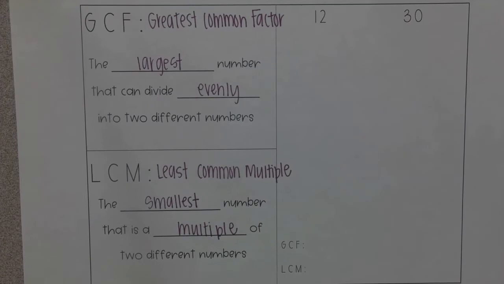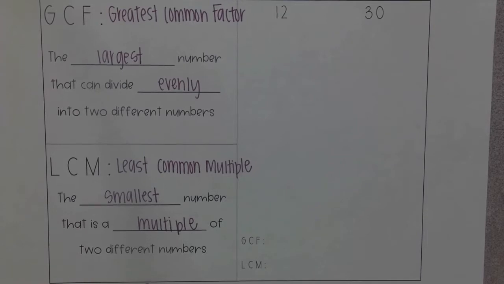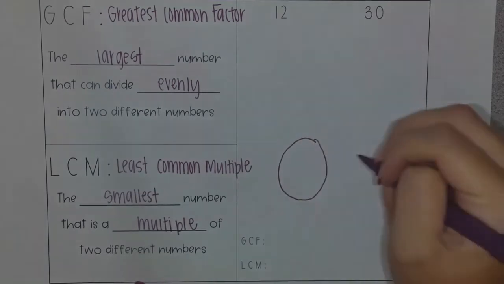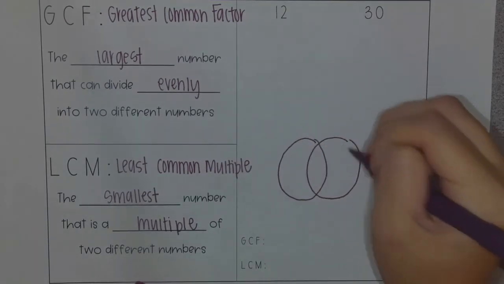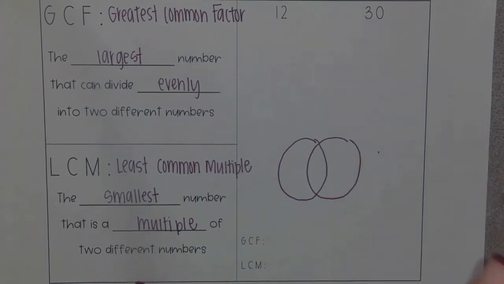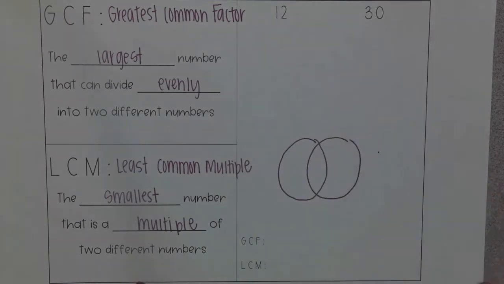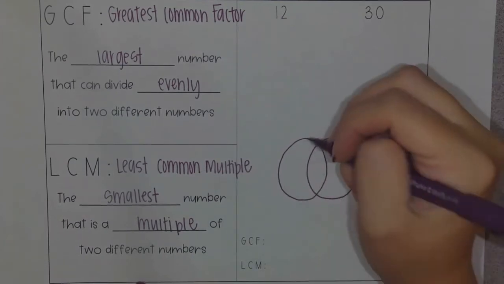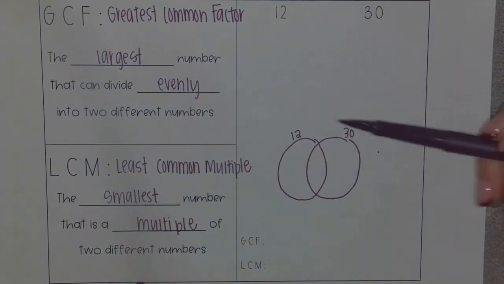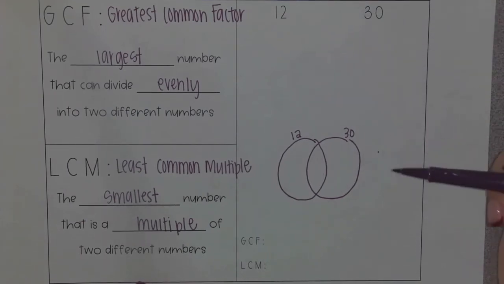I'm going to show you both ways and you can pick whichever one is your favorite. The first one is using a Venn diagram. A Venn diagram, remember, has two circles, 1, 2. And where they overlap, that's what shows what they have in common. So if I was trying to find the GCF and the LCM of the numbers 12 and 30, I have my Venn diagram drawn right here. I'm going to make the left side 12 and the right side 30. You could switch them if you wanted to, but I did that because 12 is already on the left side, 30 is already on the right side here.